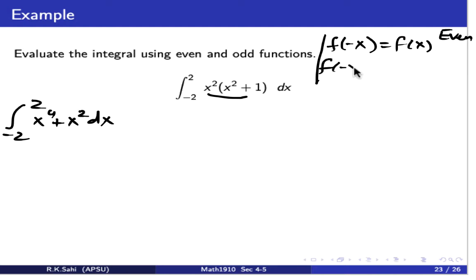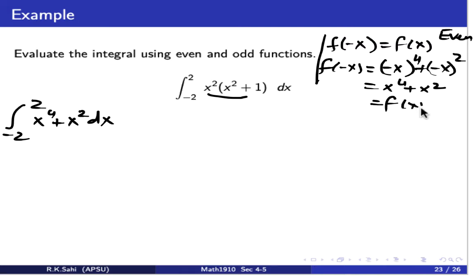So, f of minus x will be what? Minus x to the power 4 plus minus x to the power 2. Clearly, it is an even function. So this one is an even function. So by the theory we just read, this is now going to be equal to 2 times the integral from 0 to 2 of x^4 plus x^2 dx. And then we just do the integrals, apply the first fundamental theorem of calculus, we are done.